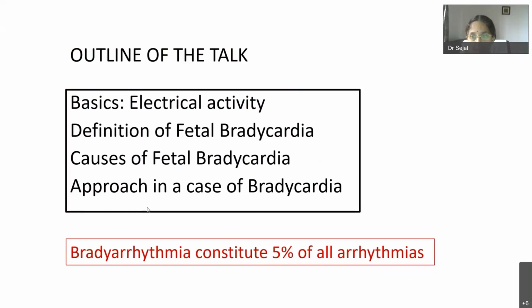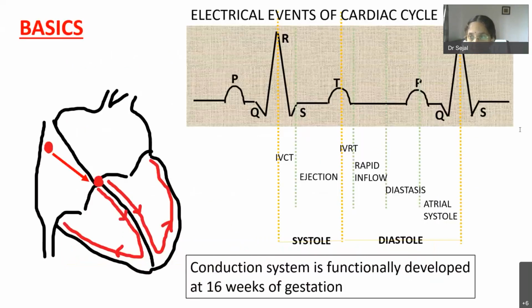The basics of electrical activity we had taken last time, so I will just run through it. By 16 weeks, we have a fully functioning electrical conduction system. Based on systole and diastole, the part of systole which can be understood in fetal life is the ejection period, and in diastole we can understand the rapid inflow and the atrial systole.